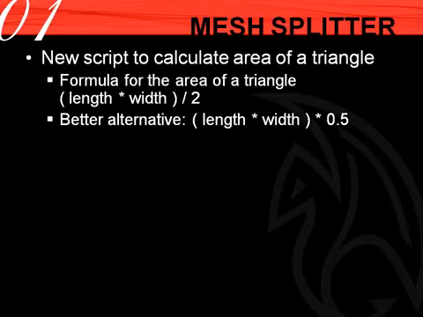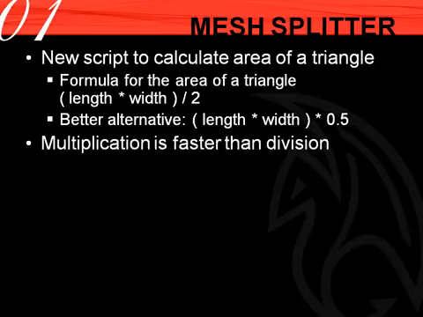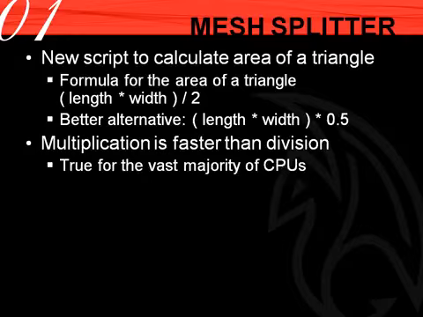Now, a better alternative to length times width divided by 2 is length times width multiplied by 0.5. The reason why is that multiplication in almost all programming languages and on the majority of CPUs is always faster than division. This is true for the vast majority of CPUs. Why exactly is usually a closely guarded secret by the CPU manufacturers, such as Intel or AMD. They'll never really give up the reason of why or how their multiplication or division works on their CPU, just that it's a lot faster.